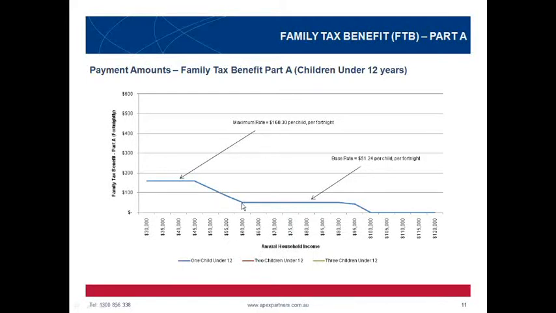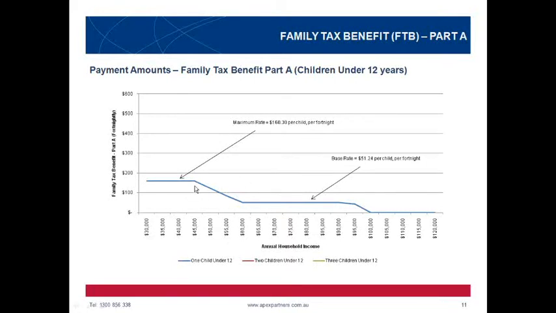Household income is husband-wife income, and any interest or investments that you've got are included in household income. The base rate applies from pretty much $60,000 right through to pretty much $90,000, when you just get that base rate, $51.24 per fortnight. So if your household income sits at $80,000 and you've got one child under 12, you're going to get $51.24 per fortnight. Conversely, if your household income sits at $40,000 with one child under 12, you're going to get $160 per fortnight.